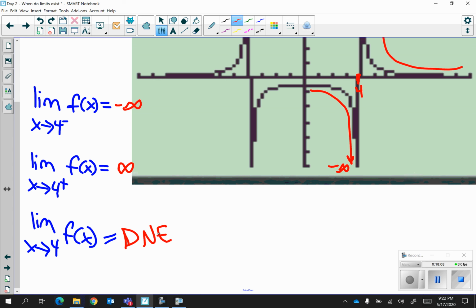So keep in mind with limits that if you have a little negative exponent, you're coming from the left-hand side. If you have a little positive exponent, you're coming from the right-hand side. And in order for a limit to exist, you got to make sure that the left-hand side and the right-hand side are equal. Otherwise, you're going to write DNE for that limit does not exist.